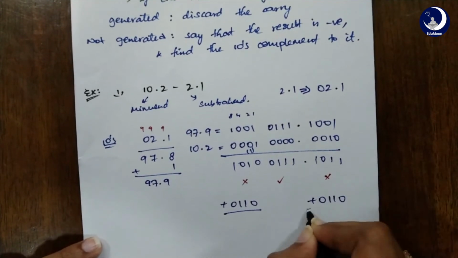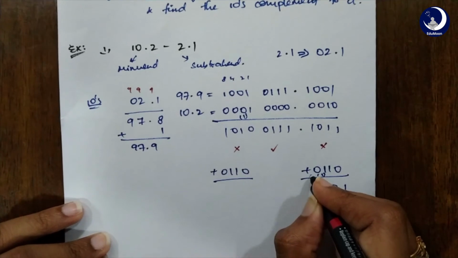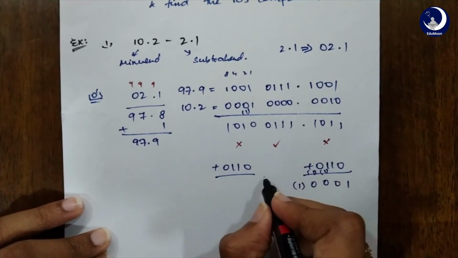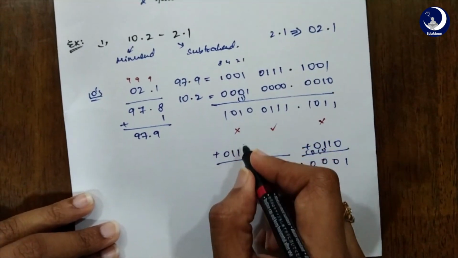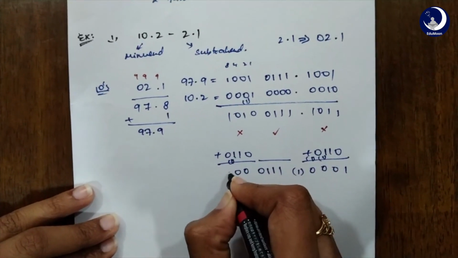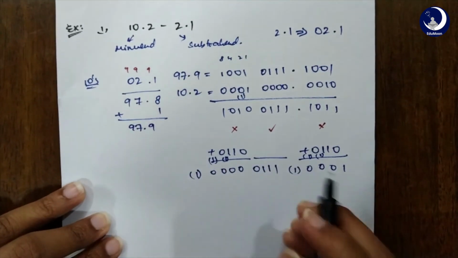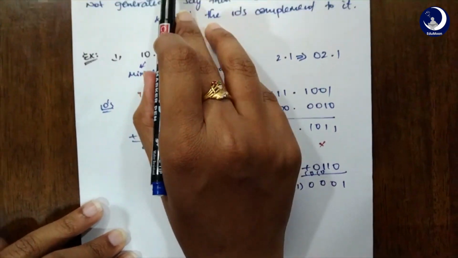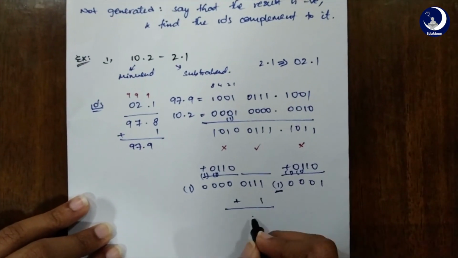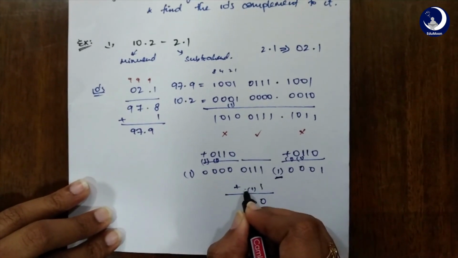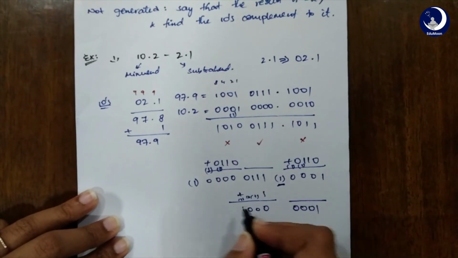0110. So 1 plus 1 is a 0 with the carry 1. Again a 0 with the carry 1. 0 with the carry 1. This remains the same, 0111. And now for this one, 0 plus 0 is a 0. 1 plus 1 is a 0 with the carry 1. This is a 0 with the carry 1, and this is also a 0 with the carry 1. Now after doing this, we shift the carry to the next bits. Now we have a carry here, so plus 1 to this one. You will get 0 with the carry 1, 0 with the carry 1, 0 with the carry 1, which is 1. Now this is 0001 and this one.